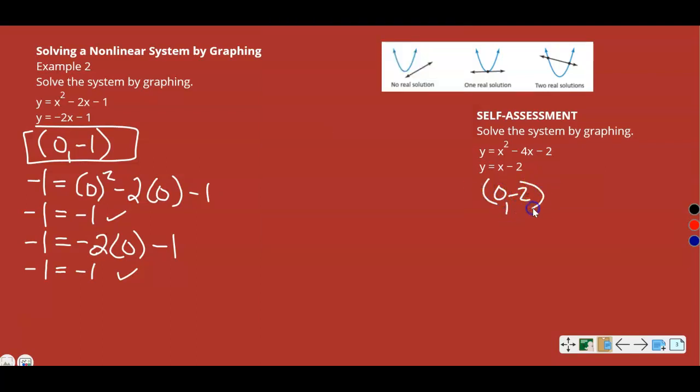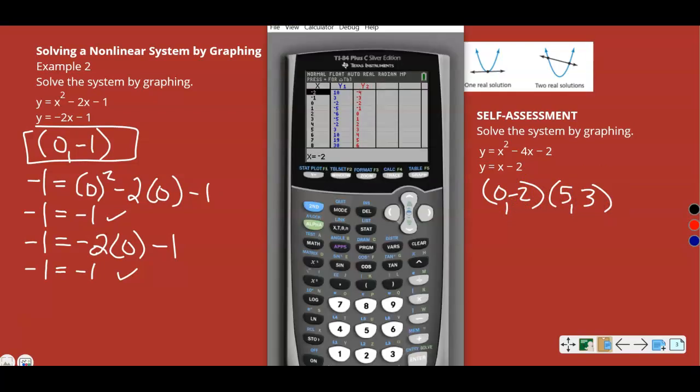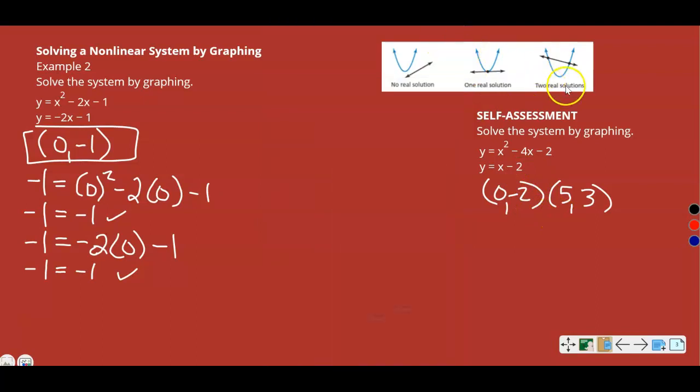0, -2, and 5, 3. All right, and again, you can kind of estimate those looking at the graph. You can also do second trace and find the intersection points of both of those. But hopefully you got 0, -2, 5, 3. You checked them, and you can see that this one has 2 solutions. So it's 2 real solutions, and that would be the answer for the system.